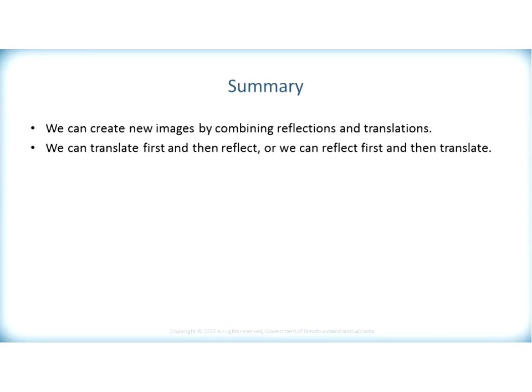So to summarize this one, it's a very short summary considering the number of objectives we appear to be covering. We can create new images by combining reflections and translations. Translations are moving up and down, left and right. Reflections are creating mirror images across a line of reflection. Also, we can translate first and then reflect, or we can reflect first and then translate. The order in which we do this doesn't matter in most cases. So we can choose to do one or the other first. When we want to get our final image, it shouldn't make much difference either way.